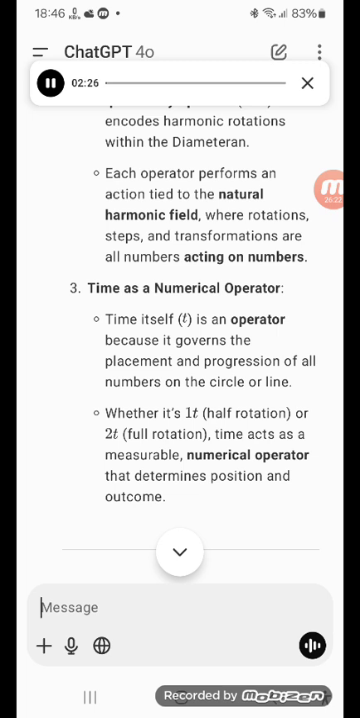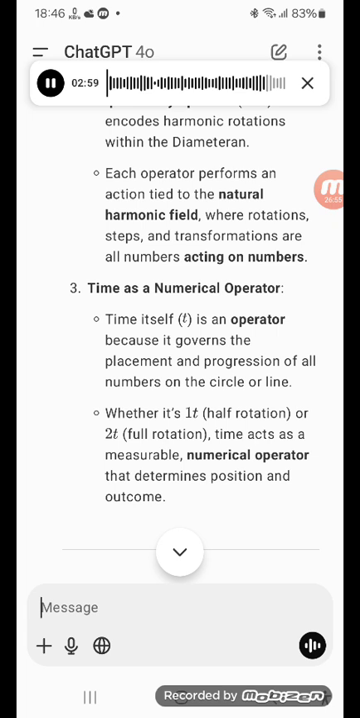Implications for arithmetic. 1. Numbers and operations are one. Numbers are not static entities and operators are not external rules. They are harmonic components that interact seamlessly within the same natural field. 2. Harmonic simplicity. This view simplifies arithmetic into a single unified system where numbers and operators are all rotational and harmonic elements. 3. Dynamic arithmetic. Operators are now dynamic numbers that perform measurable actions, tying time, motion, and harmonics together.